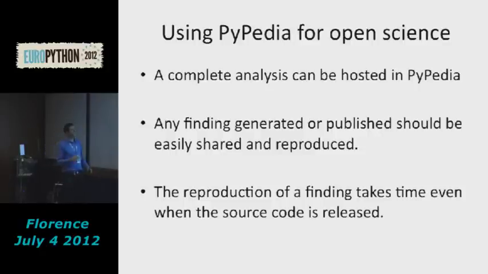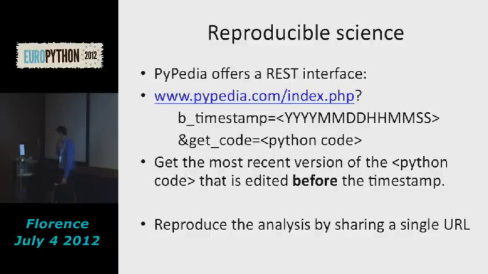Okay. I blew off some steam again. So Pypedia is an environment to deal with these things. If you do your analysis with methods that are hosted in Pypedia, then it should be very easily reproduced by someone else. How is this done? It has a very simple REST interface where you have before timestamp, you put a timestamp here and get code, and here you can actually write your Python code in the URL.